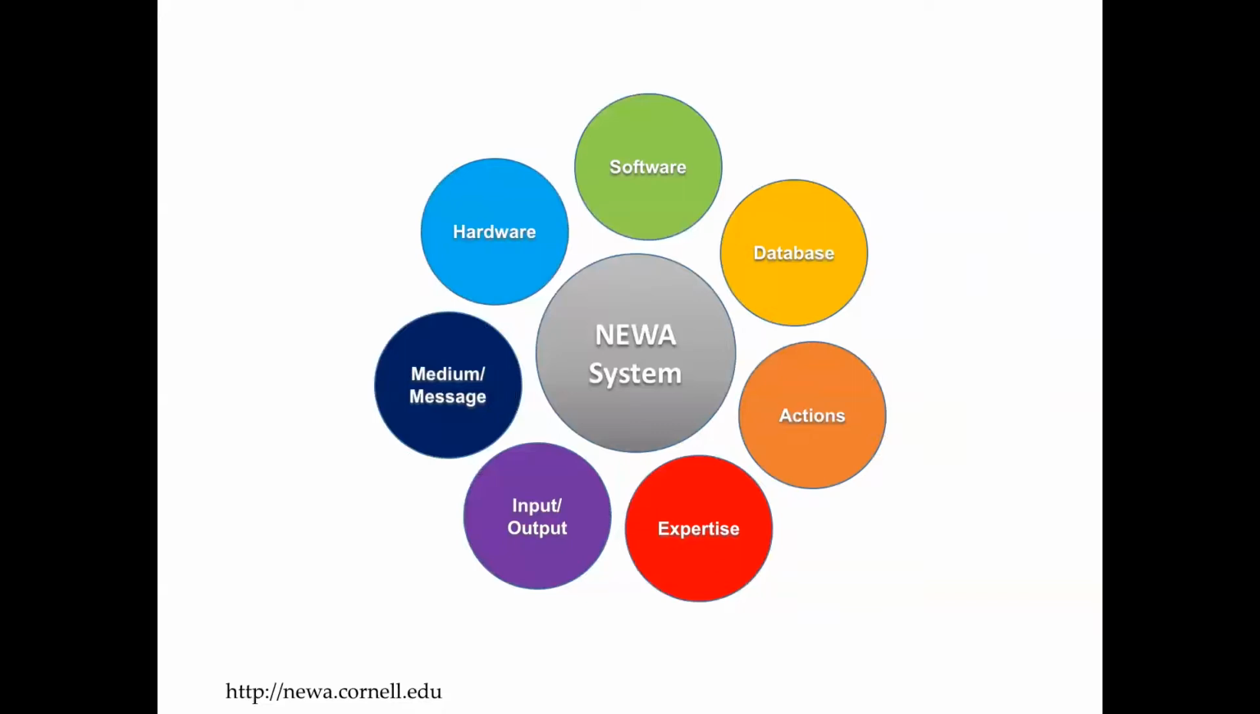We have software, hardware, database, certain actions that should be taken. We have expertise, that would be researchers and extension folks. We have certain inputs and outputs that are required. So this might be something that the end user provides, maybe a threshold number or a biofix date like blossom date. And then we have an output, the medium or the message. Is that, what do we do with that?